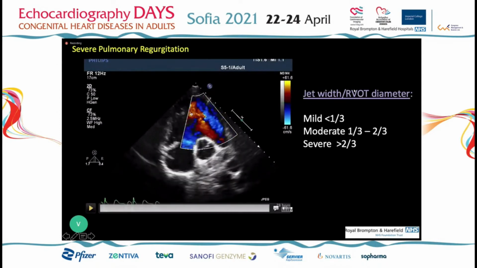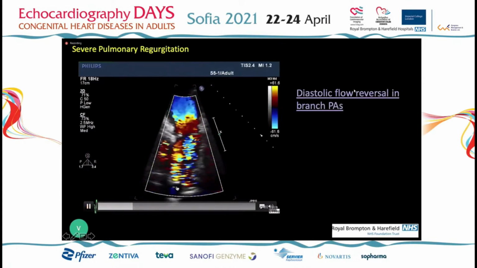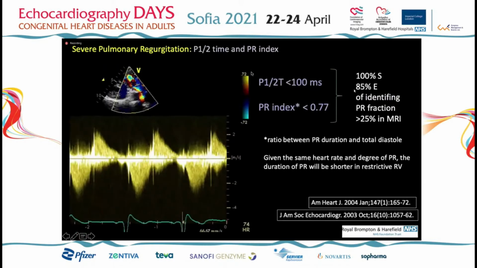It's a very broad jet, also very long, reaching the wall of the ventricle. And this is another example where you can see retrograde flow in diastole in the main pulmonary arteries and branches. This red flow here is retrograde flow in diastole. So that reversal flow suggests that the amount of regurgitation is severe.